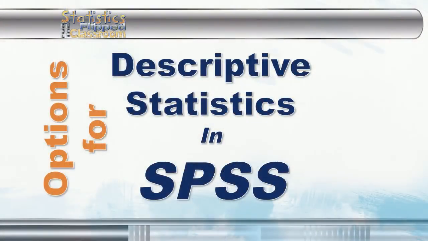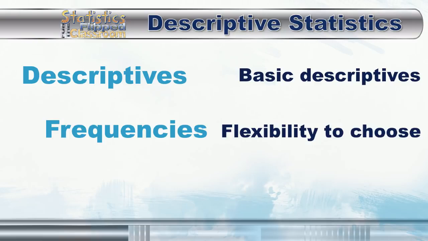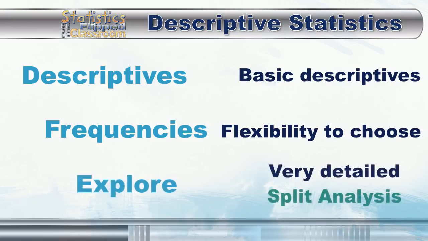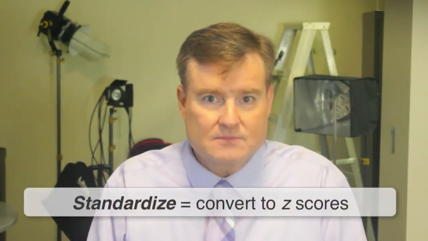Knowing about these options for descriptive statistics can help us to visualize our data, depending upon the level of information that we need. If you need only the basics, use the descriptives command. If you want flexibility to choose exactly what output you get, use frequencies. And if you want to know the exquisite details, or to split the analysis by a categorical variable, use explore. But there's something else that I want to show you about these variables. Let's run one more analysis, and I will show you how to standardize values.